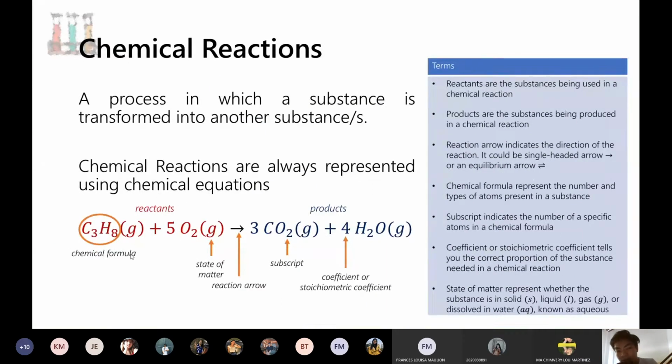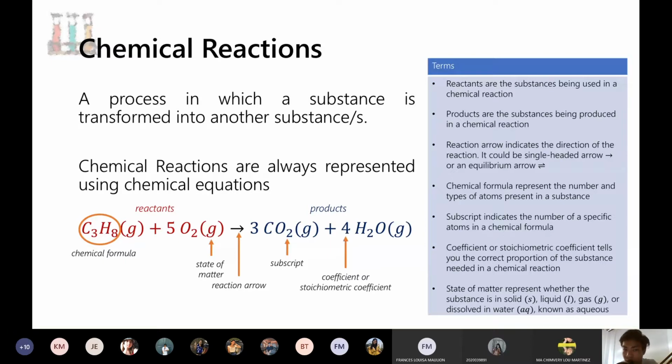Let's assume na kunwari ito ay equilibrium reaction. So what we mean by equilibrium reactions is that the reactants will turn into products, as usual. However, the products may also produce the reactants. So ganun yung nangyayari with equilibrium arrows. So we have two directions sa chemical reaction: the direction going from reactant to product and product to reactant.